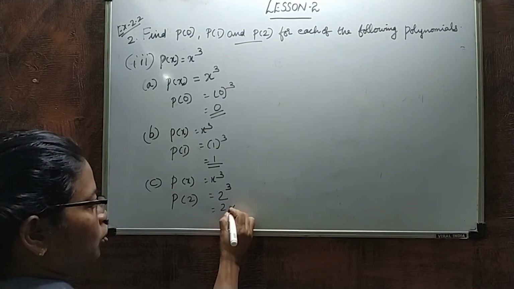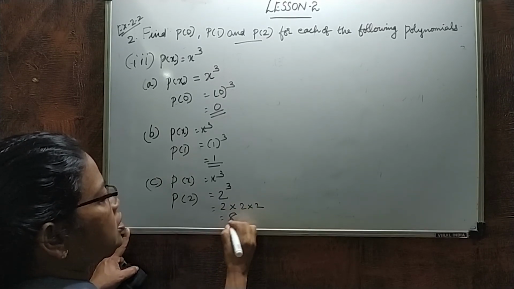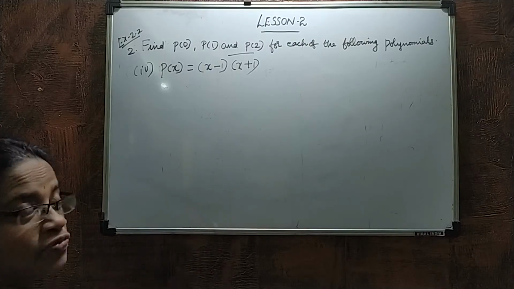So what will I get? 2 into 2 into 2. So 2 into 2 is 4. 4 into 2 is 8.